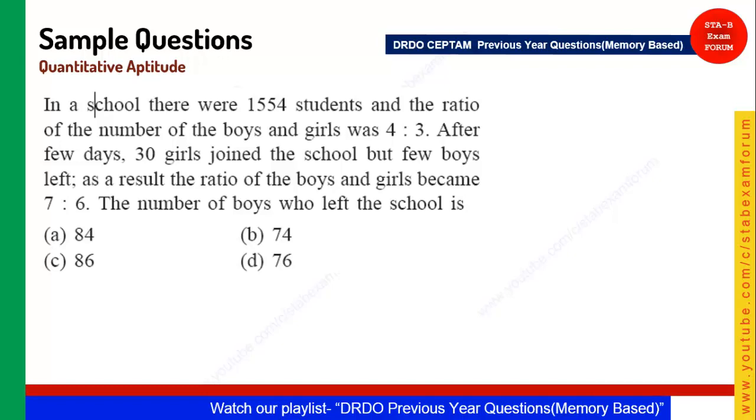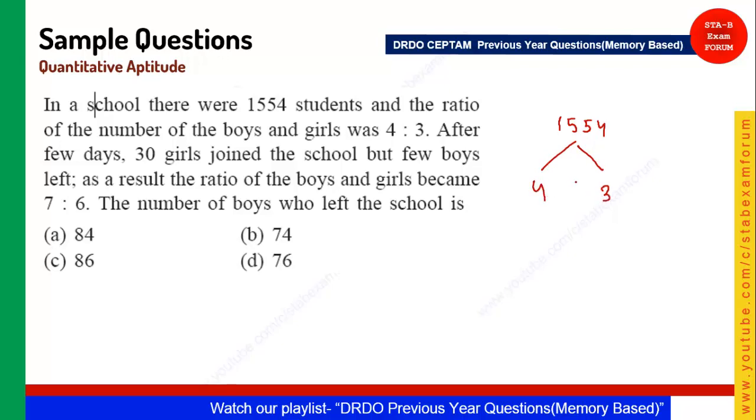Okay, time's up. 10 seconds is very short for this question. So what does this question say? There were 1554 students in a school. Okay, so the ratio of boys and girls is 4:3.